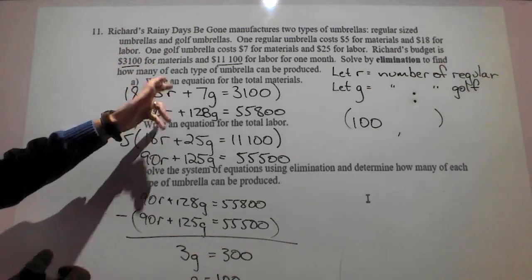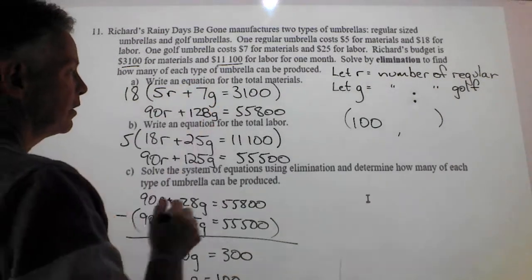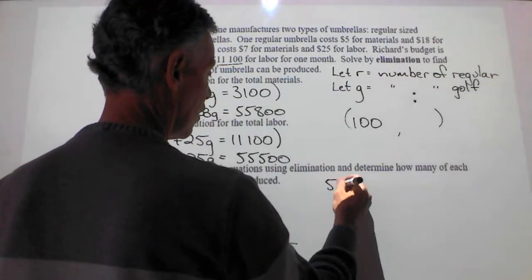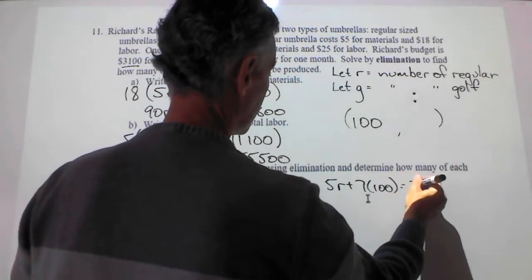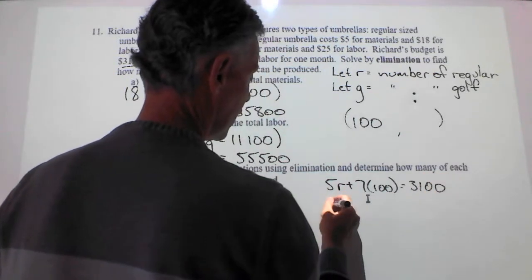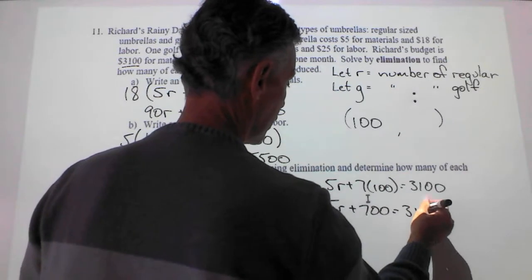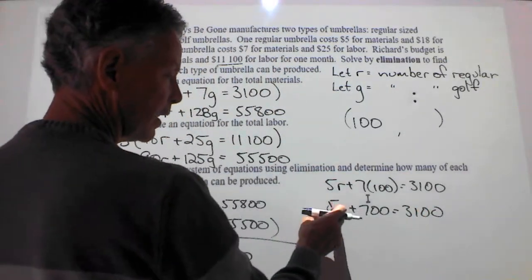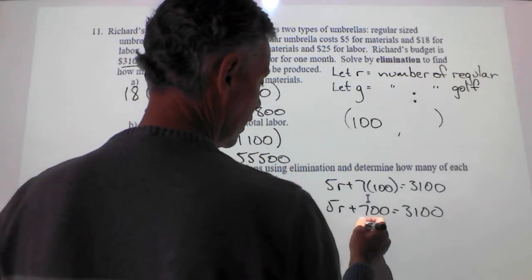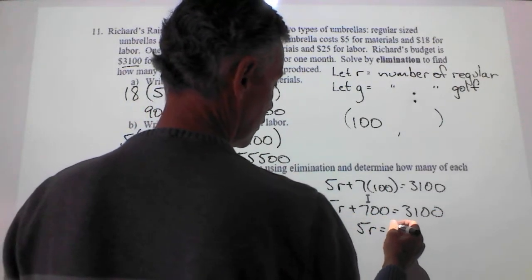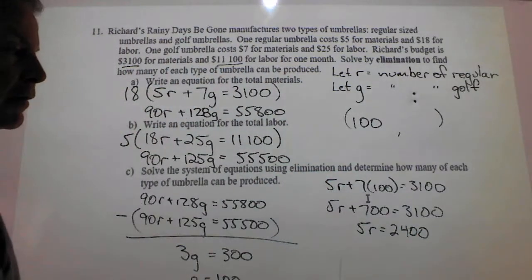I'm going to use this one because the numbers are smaller. Okay? So I'm going to plug G in here, and that will give me 5R plus 7 times 100 equals 3,100. 5R plus 700 equals 3,100. Now we want to isolate R, so we do the subtraction first. Take away 700 from both sides. That gives us 5R equals 2,400, right? 3,100 minus 700.